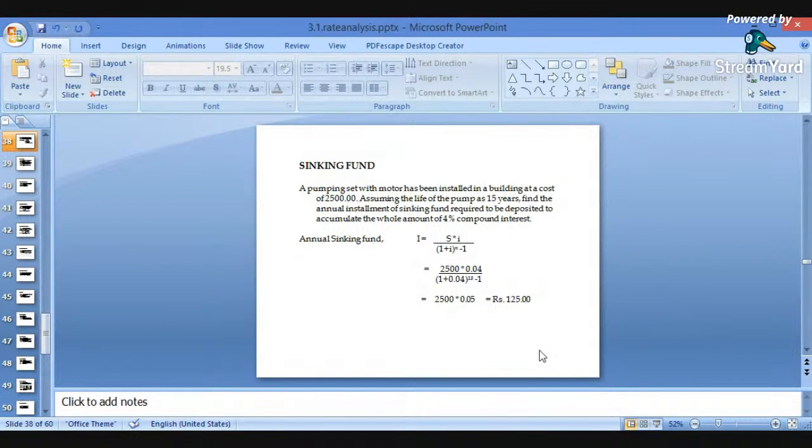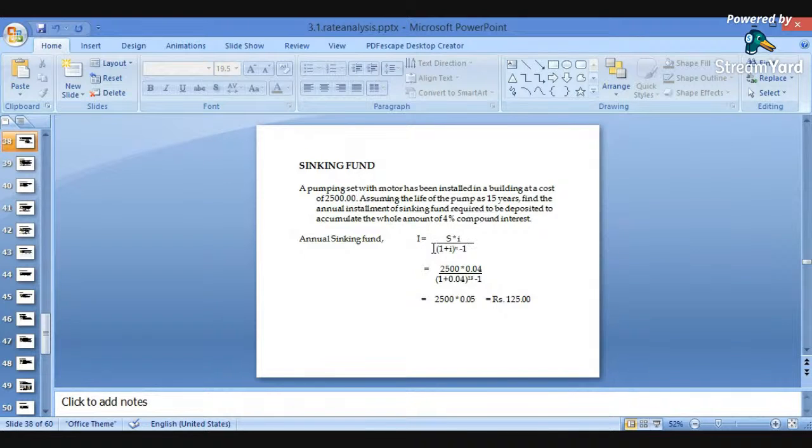So here is a simple example for the sinking fund. How to find out the sinking fund? A pumping set with a motor has been installed in a building at a cost of rupees 2,500. Assuming the life of the pump as 15 years, find the annual installment of the sinking fund required to be deposited to accumulate the whole amount at 4% compound interest. So what will be the amount kept aside so that after the life period of 15 years we can get the total amount?